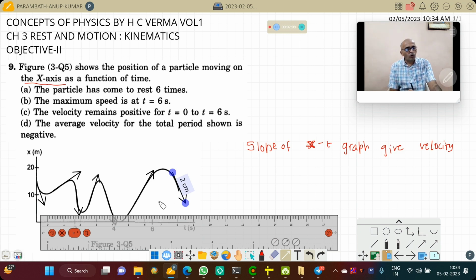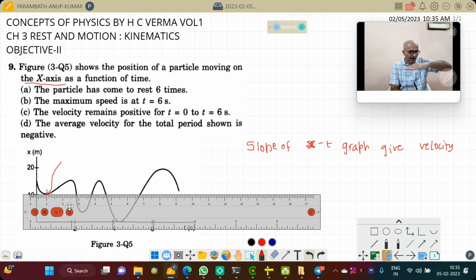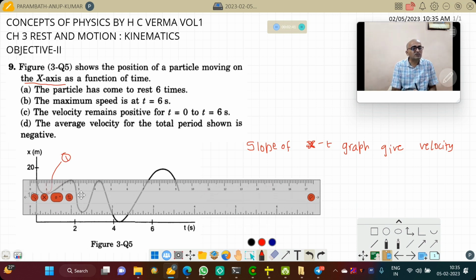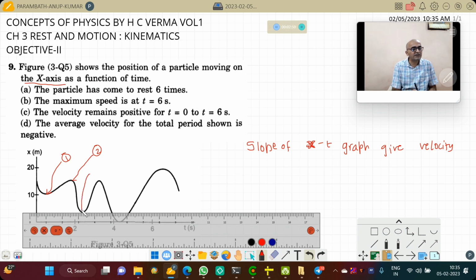Now, when the slope is 0, that is, when the curve has a horizontal tangent, let us see where it has a horizontal situation. At this location, you can very well see that the particle has a flat curve. At that location, the particle has 0 velocity. Our particle is at rest momentarily, not continuously. So here also, this is the second point, and here also the particle is at rest. This is the third point.